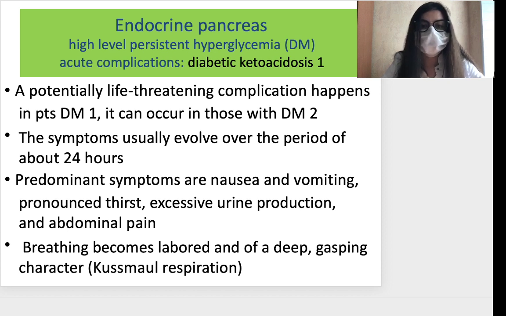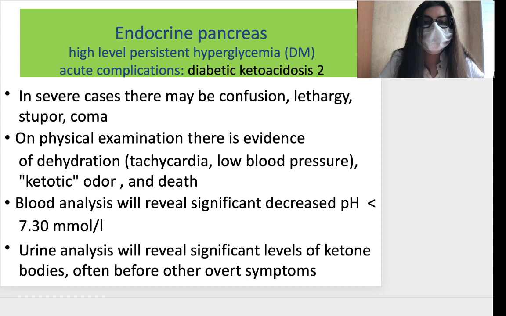Predominant symptoms are nausea, vomiting, pronounced thirst, excessive urine production, and abdominal pain. Breathing in this case becomes labored and of deep, gasping character, like Kussmaul respiration. In severe cases, there may be confusion, lethargy, stupor, coma. On physical examination, there is evidence of dehydration, like tachycardia, low blood pressure, ketotic odor, and death.